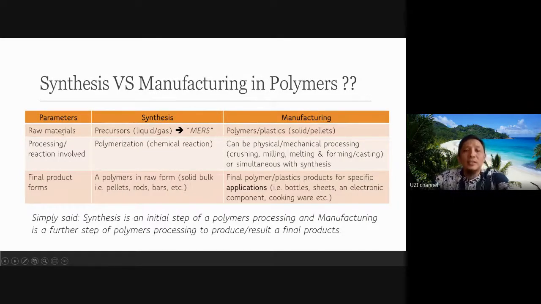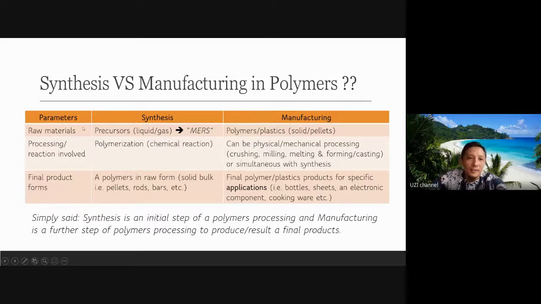For the raw materials, synthesis or the precursor can be liquid or gas because of the monomers. The molecular weight is very low. And in the manufacturing, the raw material is already a polymer or plastic in a solid condition. Usually the form is pellets or scrap or small seeds.